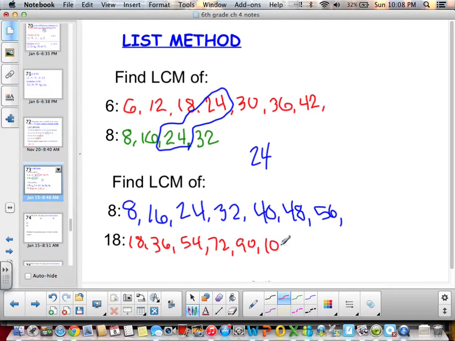And as I'm doing this, I'm kind of looking up ahead, and I don't see any yet that have a common multiple. So I'm going to go back up and extend my list for 8 and see if I run into any of these numbers. So 56, and then we have 64, and then we have 72, which now I'm just noticing that they both have 72. So that would be our least common multiple. 8 and 18 both go into 72. So 72 would be our least common multiple.